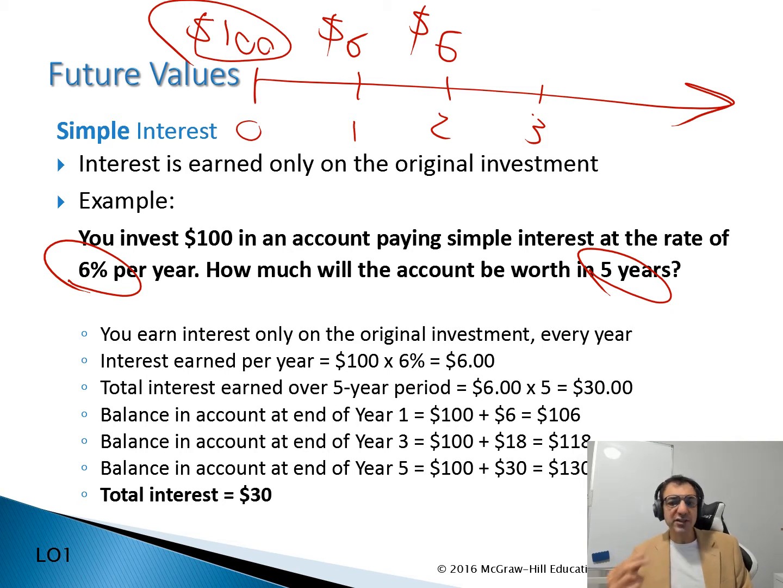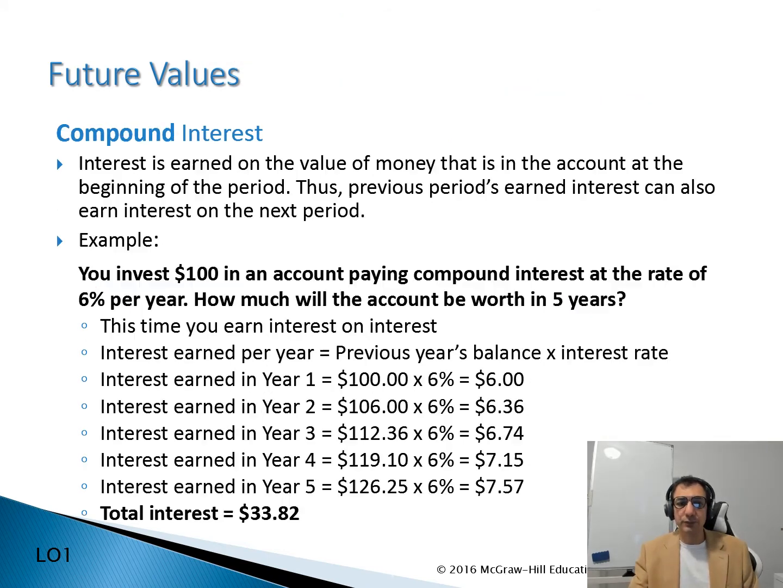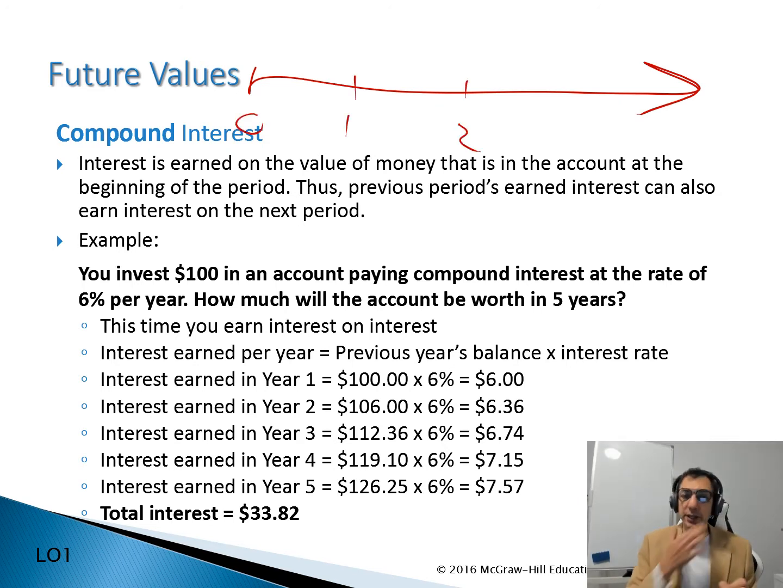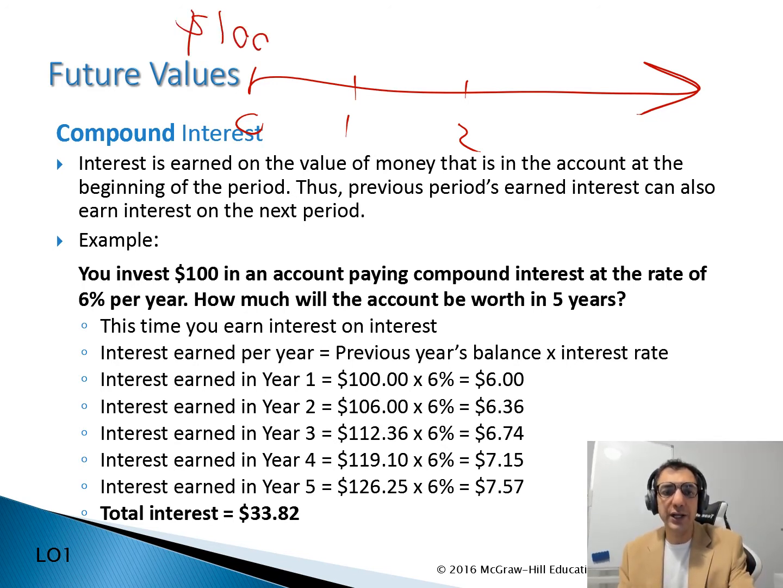The more realistic situation is when you're earning interest on interest, which we call compound interest. So in compound interest, not only do you earn interest on principal, but also you get interest on interest. Back to our timeline argument. So year 1, year 2. So let me just stop here. You start with $100 now. You are earning $6 in the first year.